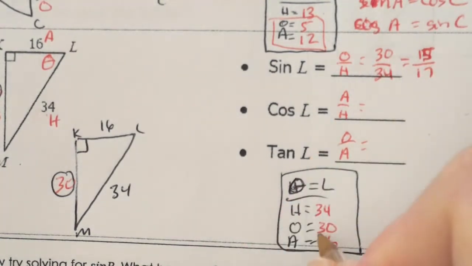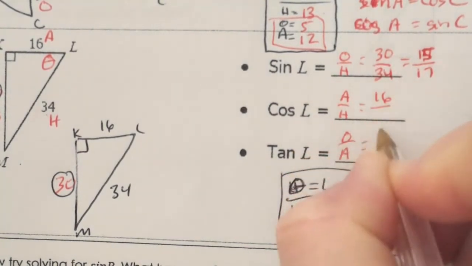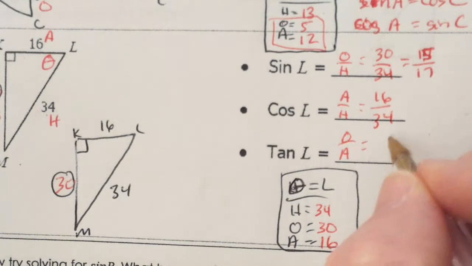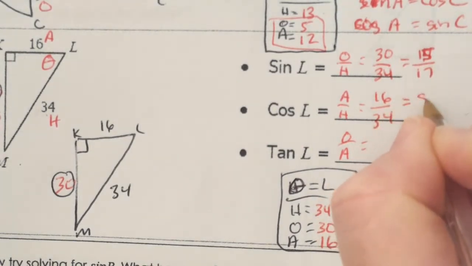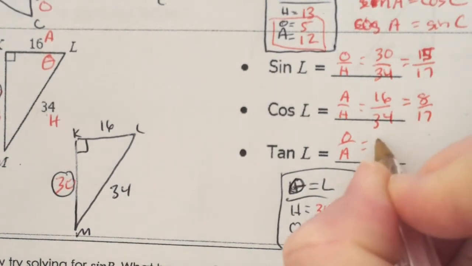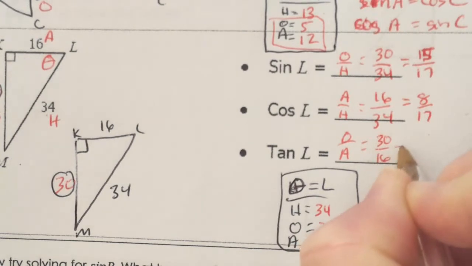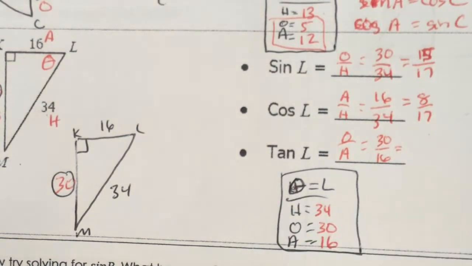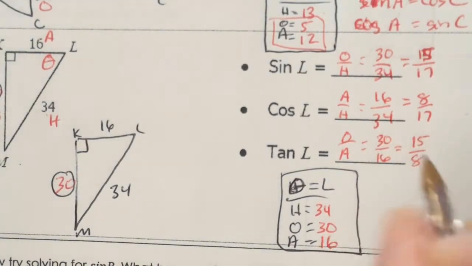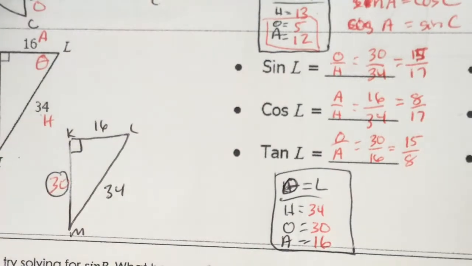All right, A over H. We get 16 over 34. And if you simplify that, what can you take out of top and bottom? I can take out a 2 again, and that would be 8 over 17. And then O over A, that would be 30 over 16. And what can you take out of top and bottom? You can take out a 2. So you're left with 15 over 8. And those are your answers. All right, let's do it again.